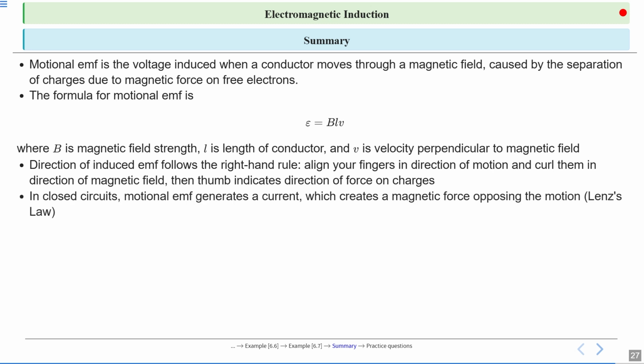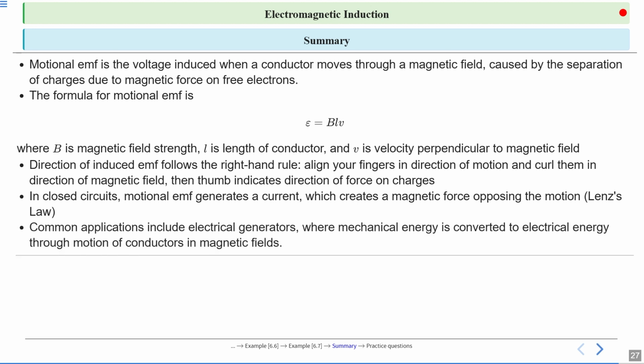Okay. In closed circuits, motional EMF generates a current. Current is induced when EMF is induced if the circuit is closed, which creates a magnetic force opposing the motion. That is according to Lenz's law. The direction of induced EMF you can find using the right hand rule, which gives the direction of force on the charges. We have derived the motional EMF by using Lorentz force also, so you can do it like that.